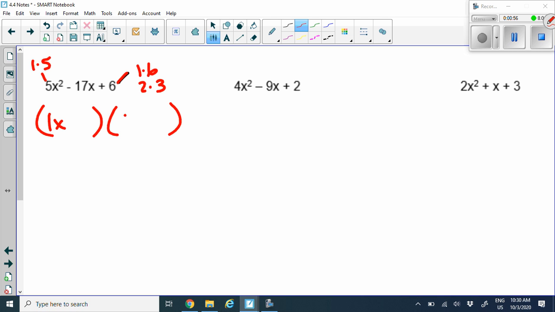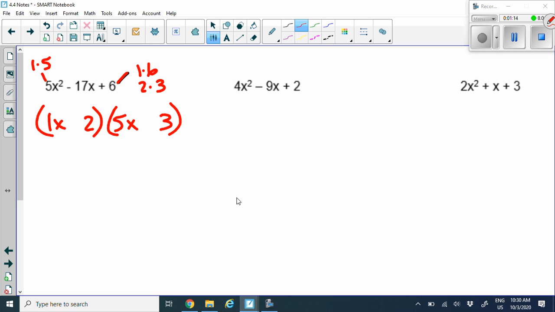So we have to use 1x and 5x. Okay, but now this is where we decide, do we use 2 and 3 or 1 and 6, okay? Let's try 2 and 3 here. So I'm going to have 2 and 3. So always start from the bottom. If you have multiple pairs, start from the bottom of that list and work your way up.